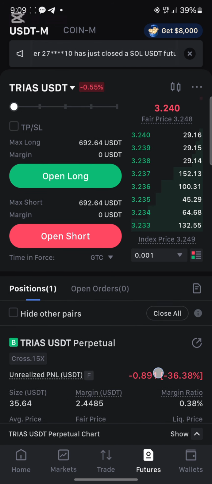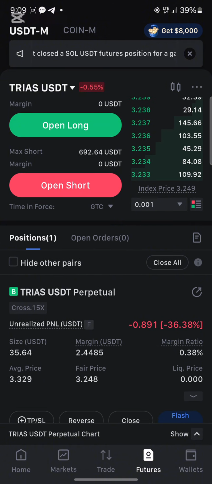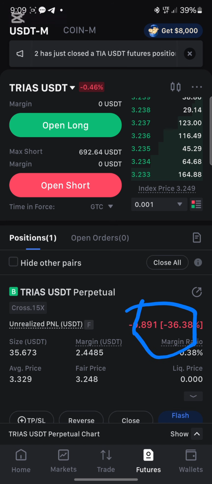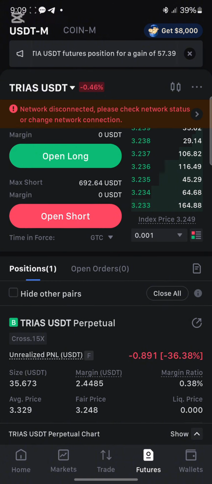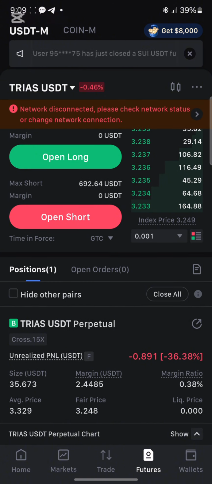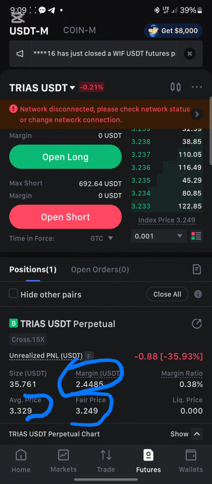Okay, so the order has triggered. As you can see, if you look very well, the price has gone below my entry price, and it is already reading. This is the price at which I entered, 3.329. And this is the current price, that's the fair price, and this is my margin.